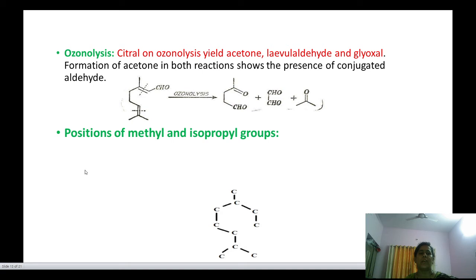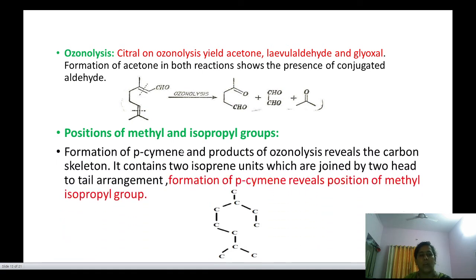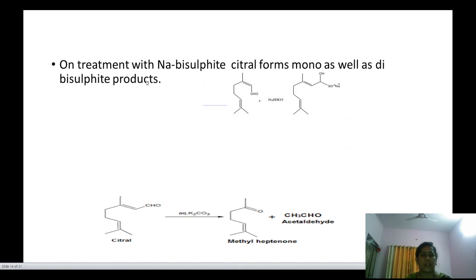Now we have to see the position of the methyl group. The formation of para-cymene and the products of ozonolysis reveal the carbon skeleton here. Citral also contains two isoprene units joined together by head to tail arrangement, and the formation of para-cymene reveals the position of the methyl isopropyl group. This is the methyl isopropyl group. This is the position.